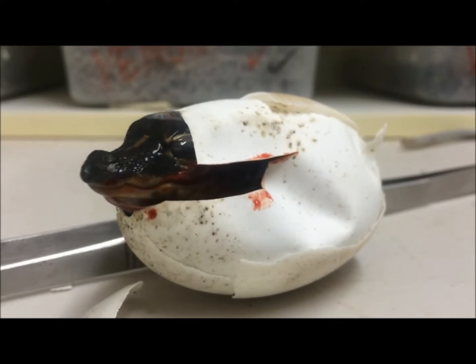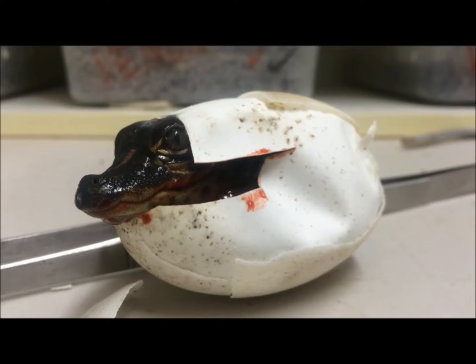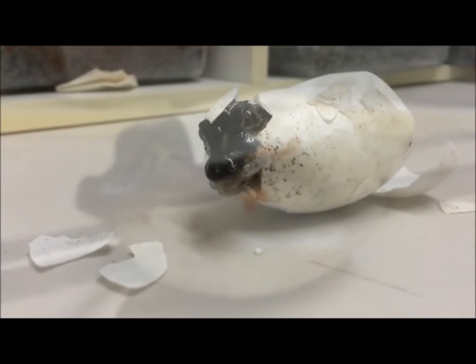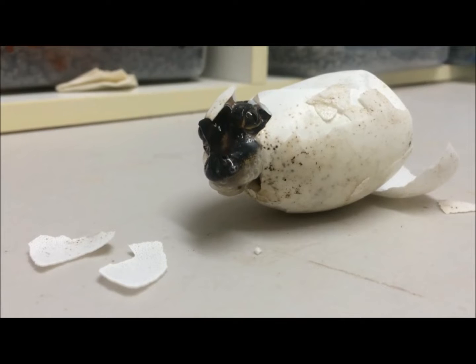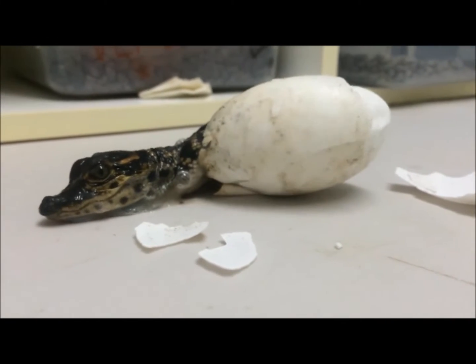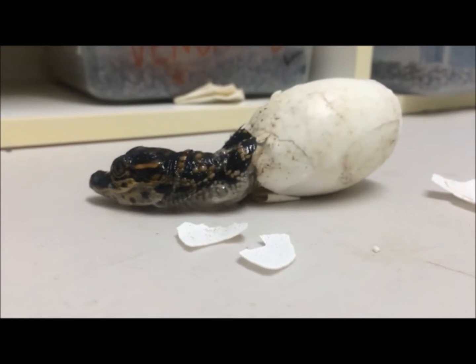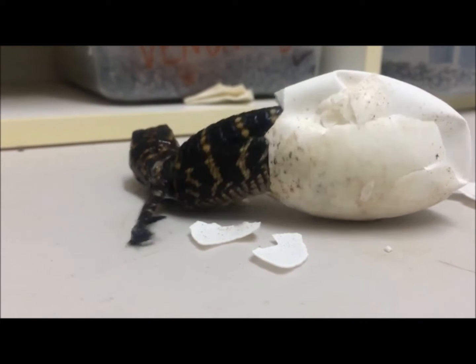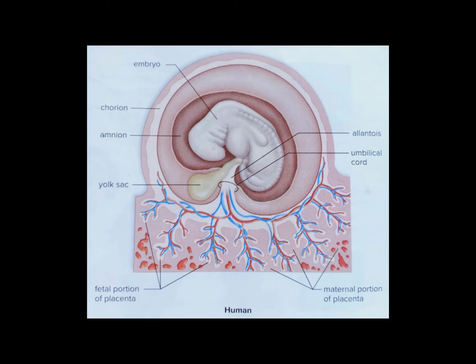Moving on to the extra-embryonic membranes. The function of the extra-embryonic membranes in humans has been modified to suit internal development. Their presence, however, shows that we are related to the reptiles. Let's take a look at the parts of the extra-embryonic membrane. We have the chorion, allantois, yolk sac, and the amnion.